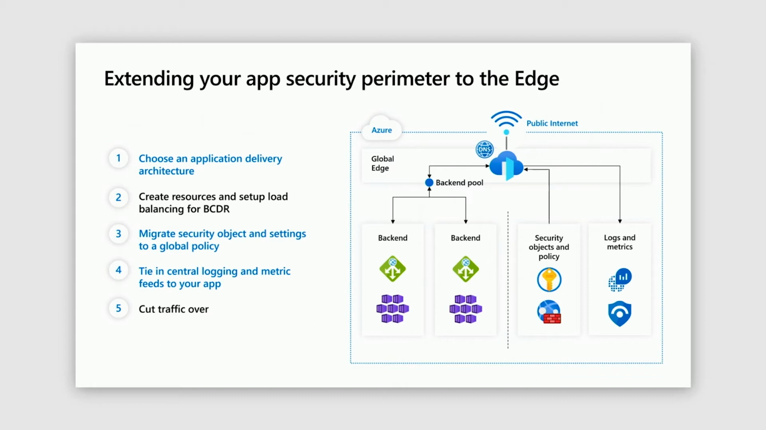We're going to talk about how do you migrate the security objects and settings that you have from a regional policy to a global policy and maintain your security posture. And then finally, we're going to talk about how do you tie in to a central logging system and metric feeds to your application.